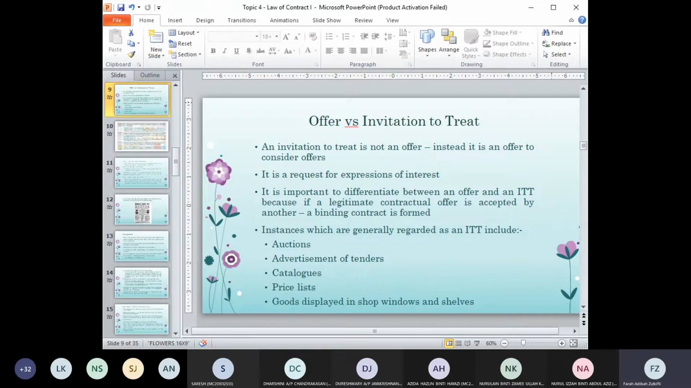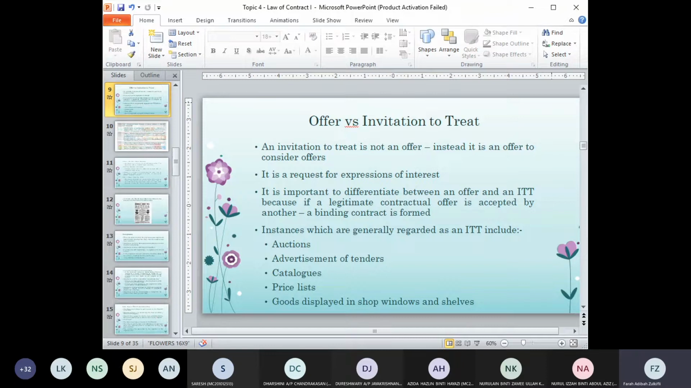Usually when we talk about invitation to trade, it means something like advertisements, brochures, or iklan jawatan kosong, job vacancy advertisement. All of that is what we call an invitation to trade. It is a request for expressions of interest. You advertise in order to attract people who are interested to buy your things, or to attract the interested people who want to apply for the job. So a job vacancy advertisement is what we call an invitation to trade. Why you have a job vacancy advertisement is because you want people to apply for the job.